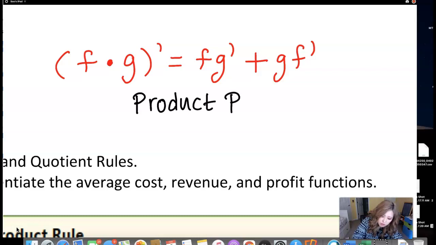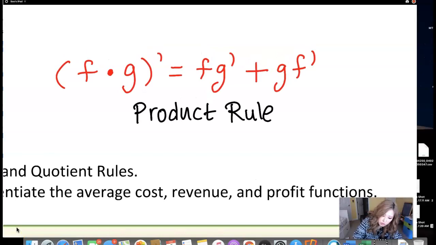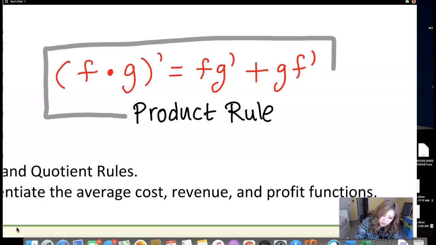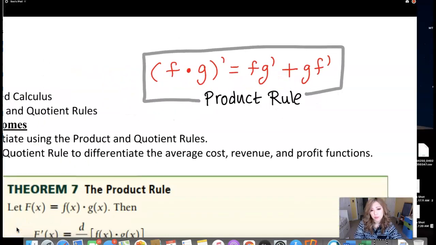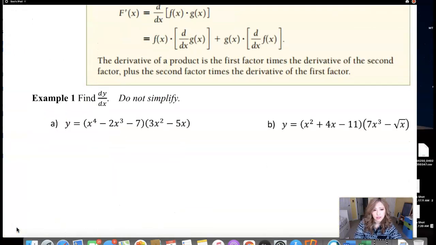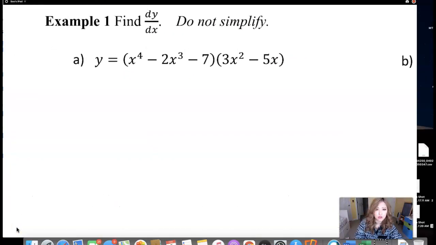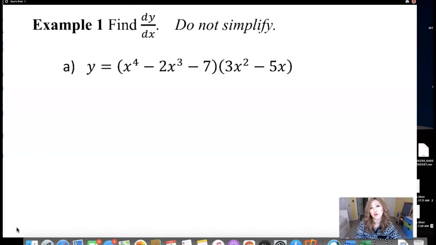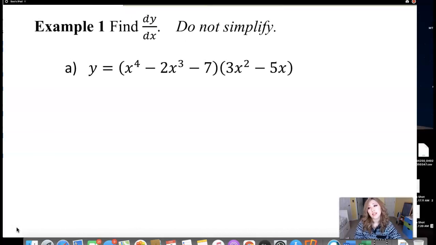So that we get to memorize this cool product rule, I will write it down as many times as I can, okay? So here is the product rule. All right, so let's use this product rule down here. They said find dy dx, do not simplify. So once we write it in a product rule answer, once we just get the answer, we don't have to FOIL it out.